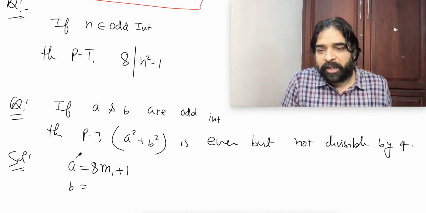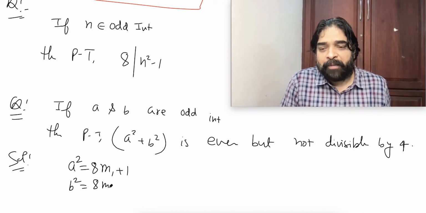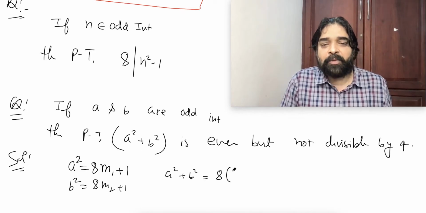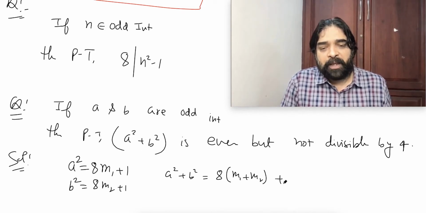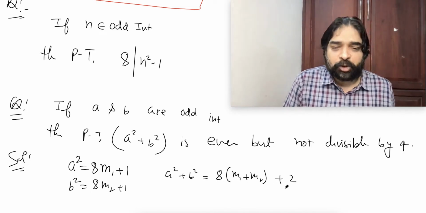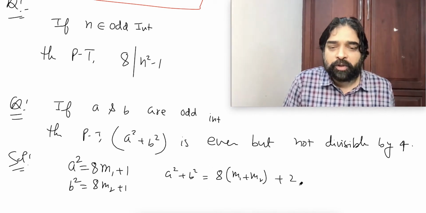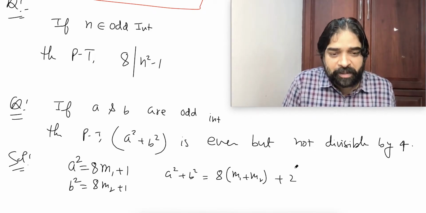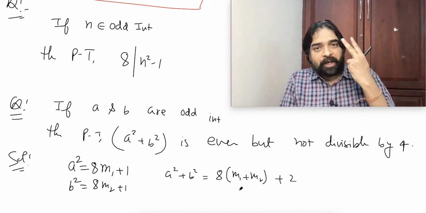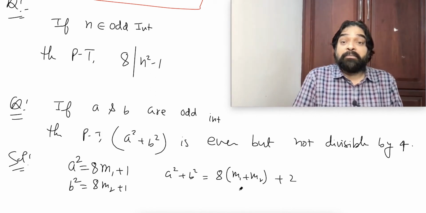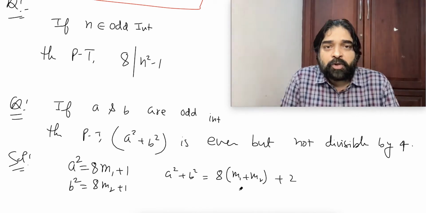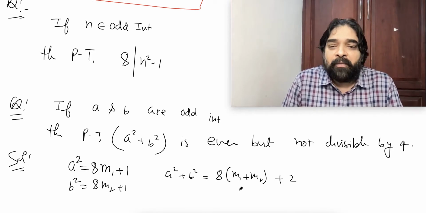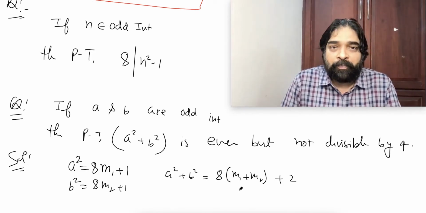And b square I will take as 8m2 plus 1. So a square plus b square is nothing but 8 into (m1 plus m2) plus 2. You can see very clearly, 2 you can take common throughout. So this is an even integer, but if you divide by 4, the 8 part is divisible by 4, but this 2 is not divisible by 4. Remainder will come 2. They may ask you this question in the other way: if a and b are odd integers, find the remainder when a square plus b square is divided by 4. Remainder will be 2.